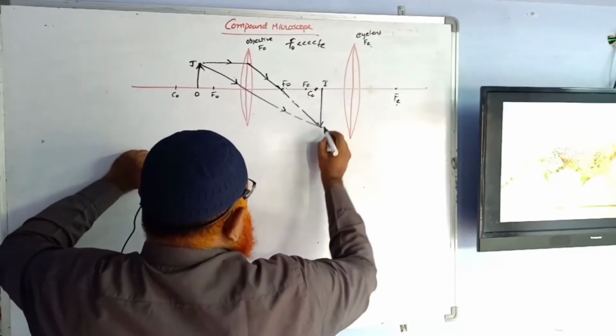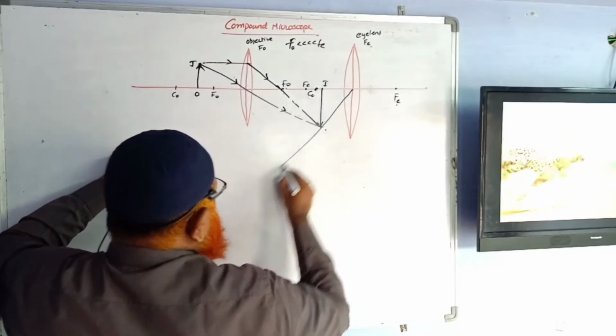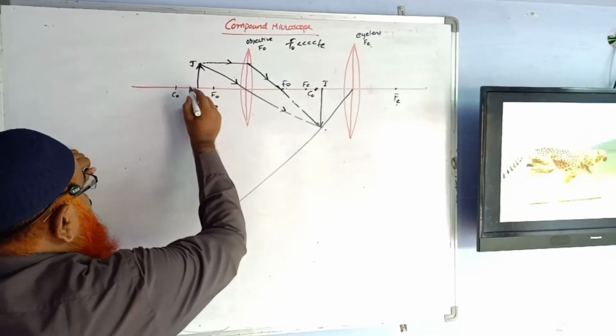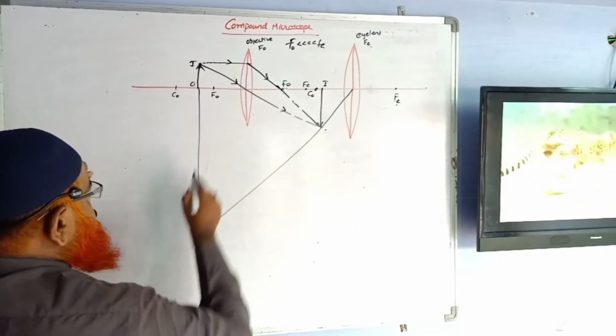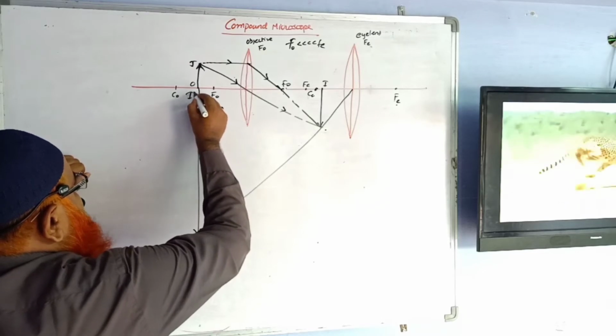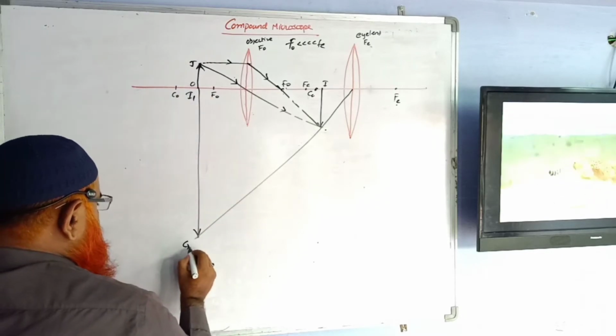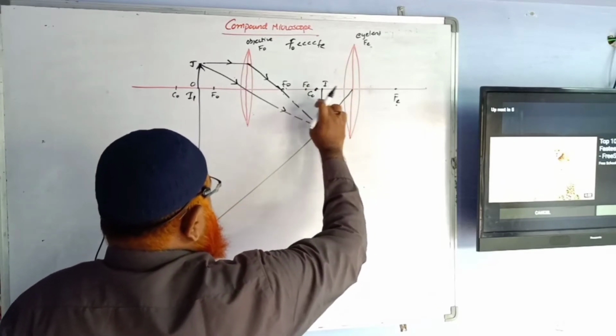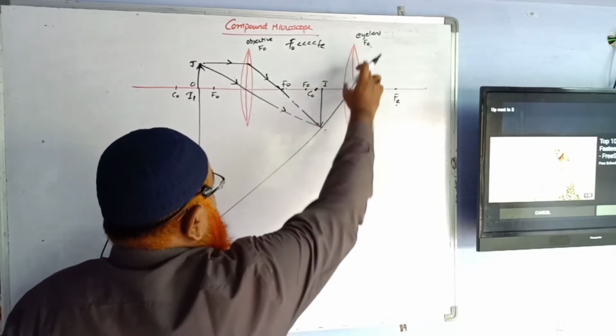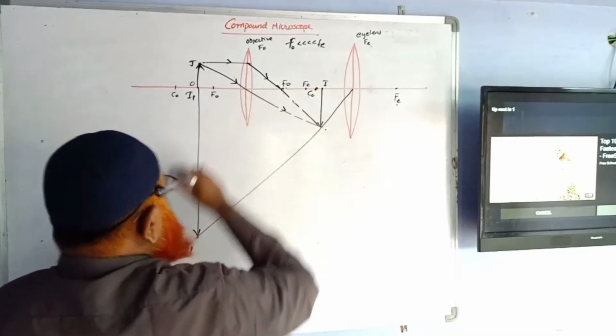Next, if this is the point here, the final image you are going to see somewhere here. So I am drawing a final image at this place. Let us take the final image here. The final image I can consider as I1, G1 here. So this object is going to be the object for the eye lens, which is the image for the objective.